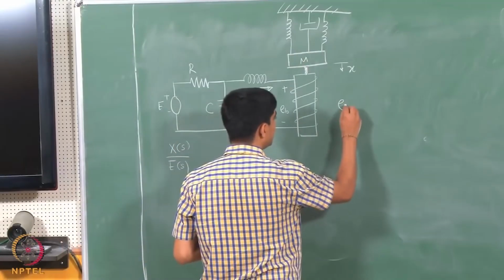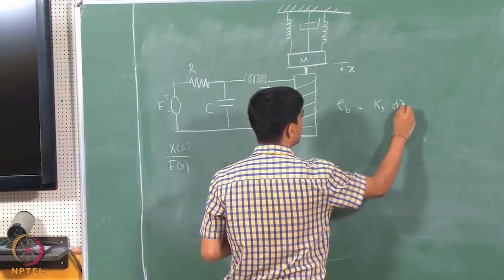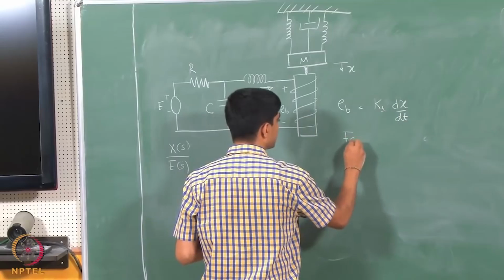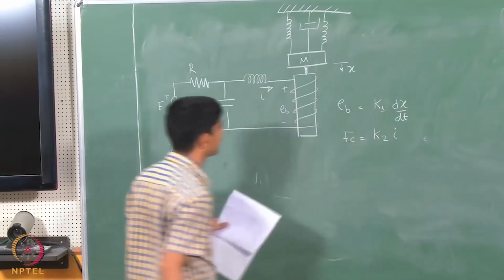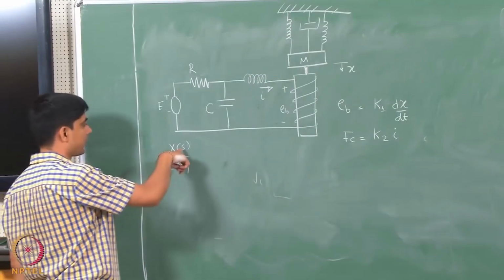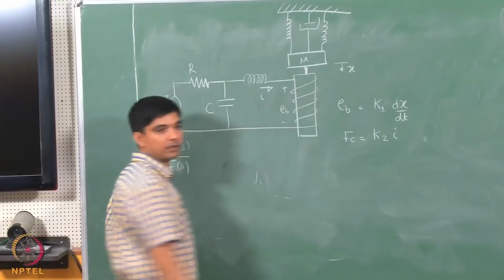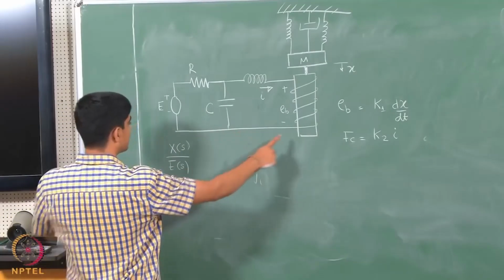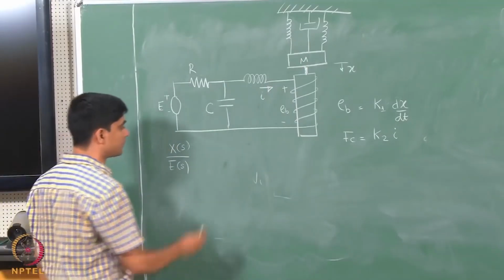So, the back EMF EB is K1 dx by dt, okay, and the force is proportional to the current, K2 times I, right, the force which is experienced by this mechanical system over here. So, we are required to find out what is the transfer function starting from this input E resulting in an output here. Okay. So, these are two subsystems, right. So, one is this electrical component and one is the mechanical component. So, let us analyze each of them individually.